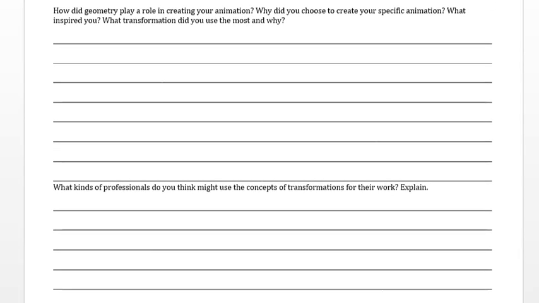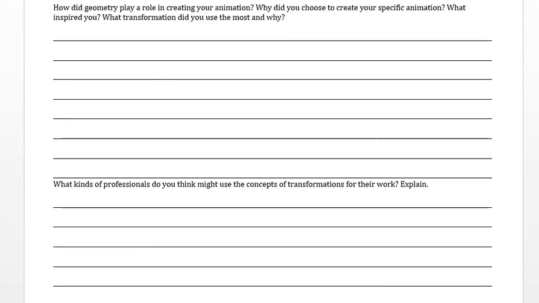Down here, there are some reflection questions. How did geometry play a role in creating your animation? Please emphasize this. The whole point is to connect geometry to making an animation. If they create the animation, that's fantastic, but having them reflect on how geometry played a role, using appropriate vocab, really reflecting on this question, that's going to be important to reach the 7 or 8 level.